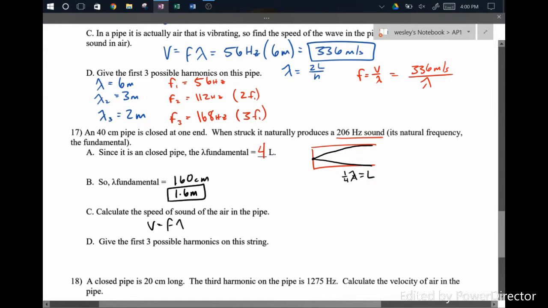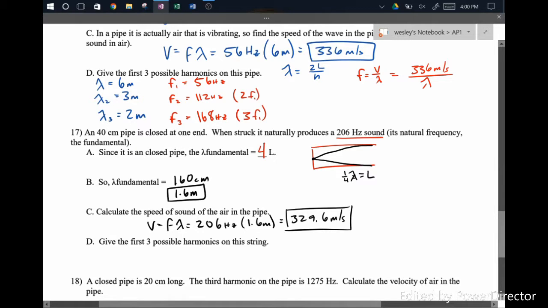Calculate the speed of sound in the pipe. Speed is frequency times wavelength. The frequency we have here is 206 hertz. The wavelength is 1.6 meters. So when we do that, it comes out to be 329.6 meters per second.